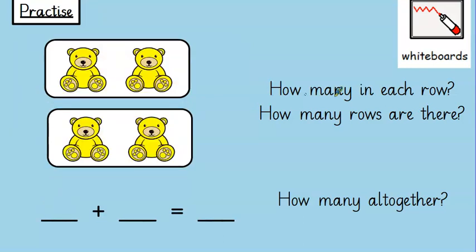How many are in each row this time? I can see there's 2, and I can see that the rows are equal. How many rows are there? 1, 2. So I need 2 times. 2 add 2 is equal to 4.